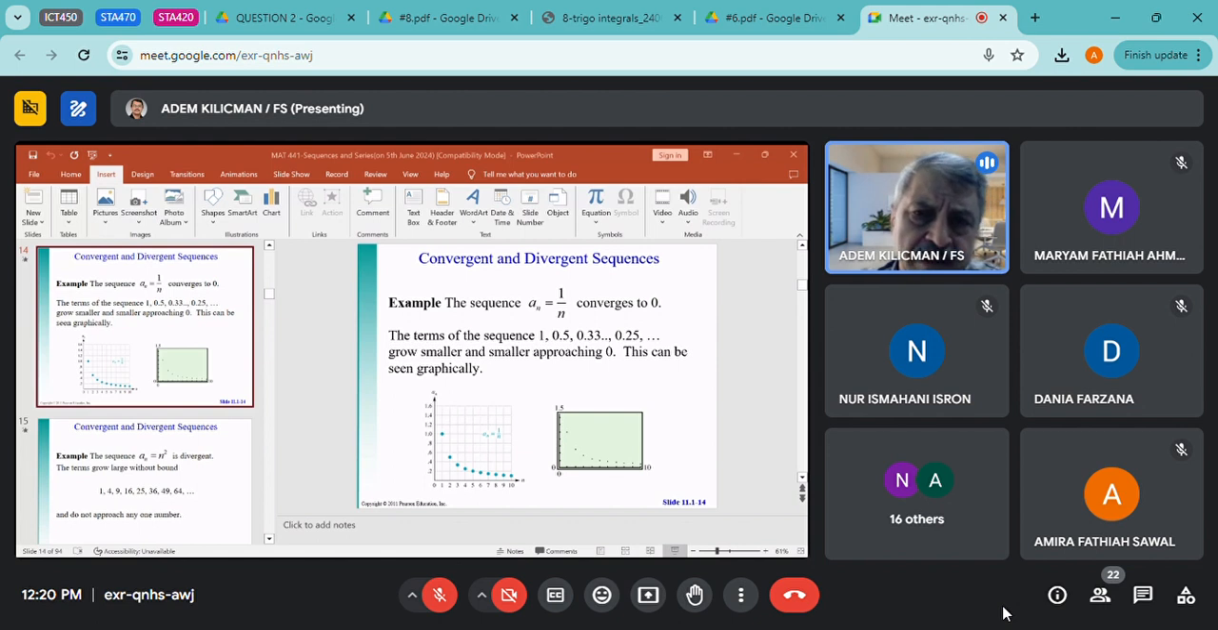Or you can have other sequences, for example, a_n equal to n squared is divergent. Why? Because when n is growing, 1, 2, 3, 4, 5, you will see that the terms of the sequence are getting bigger and bigger. Have a look now. The distance between 1 and 4 is 3, and 4 to 9 is 5, 9 to 16 is 7, 16 to 25 is getting bigger and bigger. This is the attitude of a divergent sequence in this case.